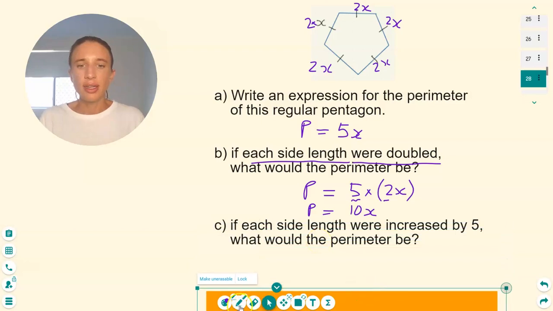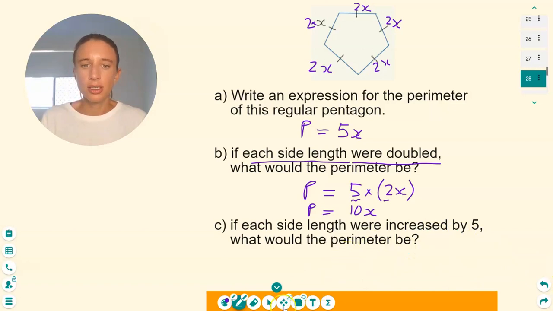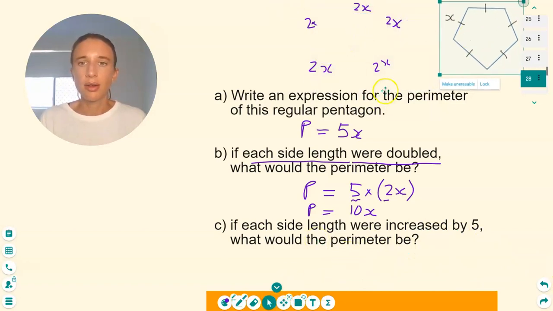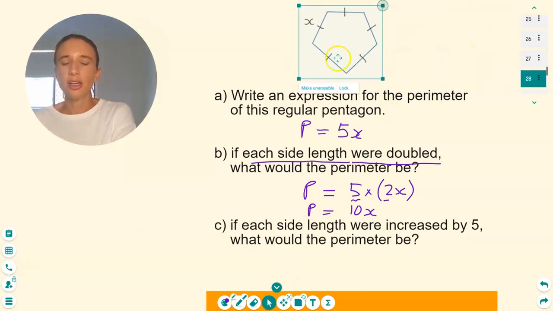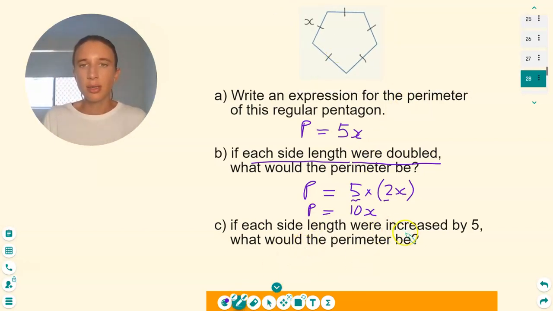If each side length were increased by 5, what would the perimeter be? All right, so now let me get rid of all this. Just want to clear our diagram. Now it says if each side length were increased by 5, so that means that each of these side lengths increased by 5 means x plus 5 all the way around. You could write it all the way around. So increased by 5, what would the perimeter be?